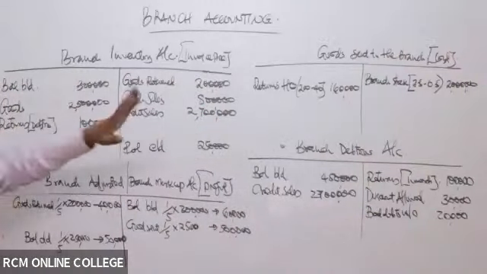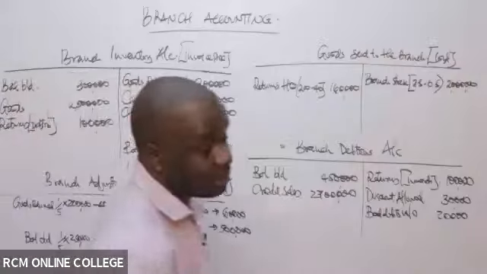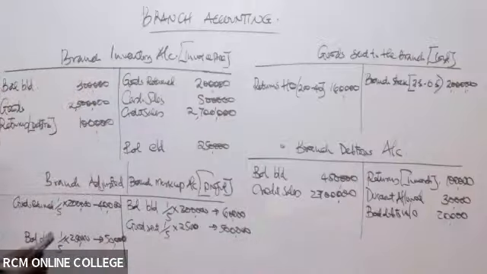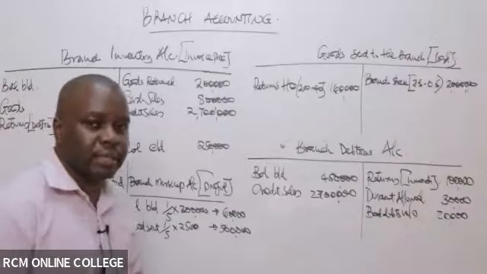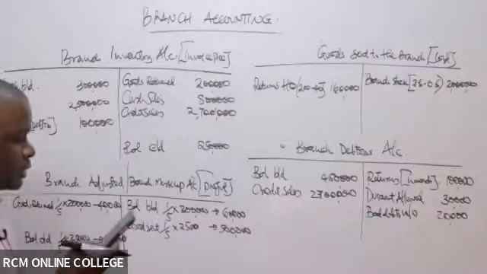It won't affect these accounts. It will go there in the P&L or the income statement. It will be debited there as an expense. Then we have branch expenses. Those will go to the income statement as an expense. Then you have the goods stolen at the branch.